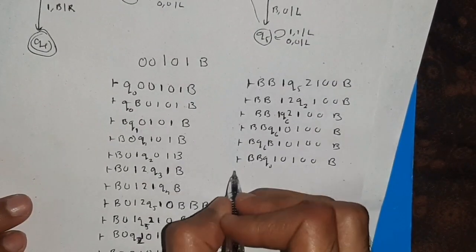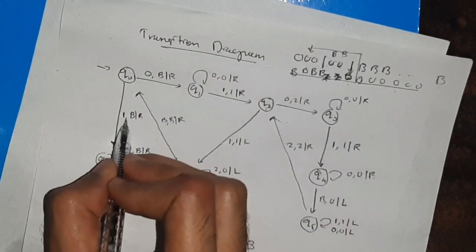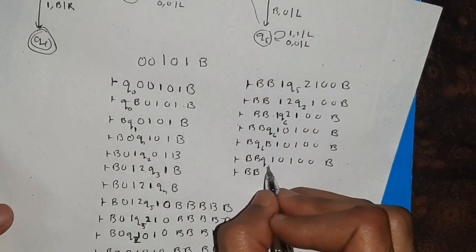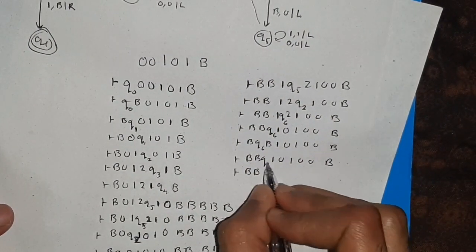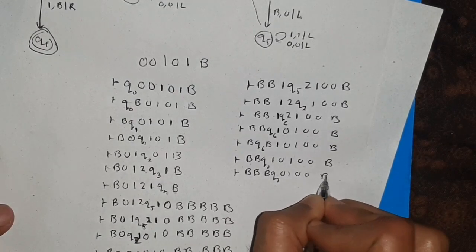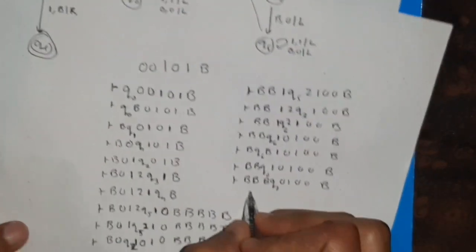Okay, so here I'll make it a blank space. See, we have to make it a blank space. 1 is converted to blank space, move to the right and q7. Okay, first convert this into blank space, move to the right and the state is q7, then 0 1 0 0 b. This 0 should be converted, all the zeros should be converted to blank space, move to the right.